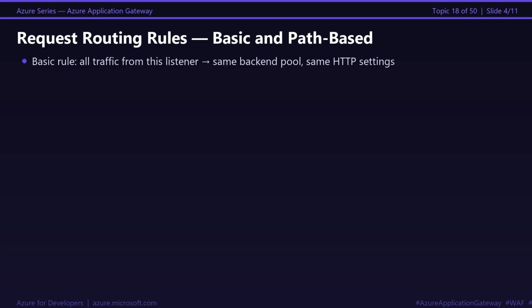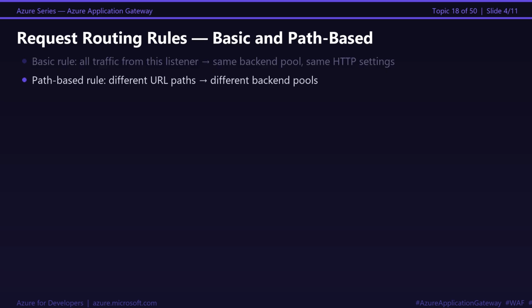Contoso.com/API/anything goes to the Node.js backend pool. Contoso.com/images/anything goes to the image server pool. Contoso.com/checkout/anything goes to the checkout service pool. Everything else goes to the default front-end pool.